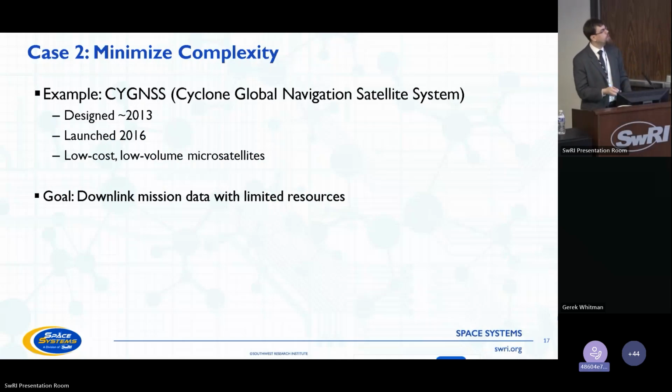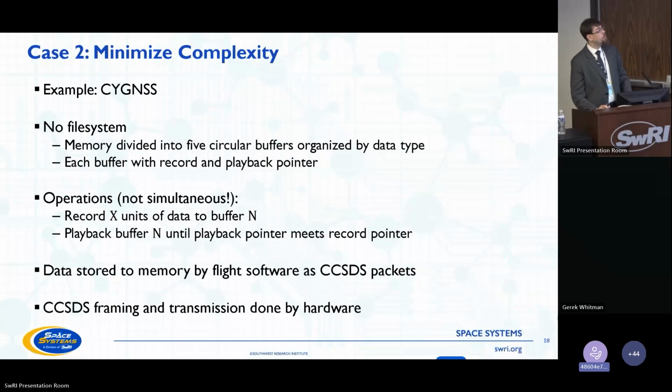And how did we go about this? Well, again, no file system. We've divided the memory this time into 5 circular buffers, familiar, organized by data type, so that different instruments could put them in logically distinct portions. And each buffer was equipped with a record and playback pointer. And the interface exposed to flight software and to the ground was incredibly restrictive.